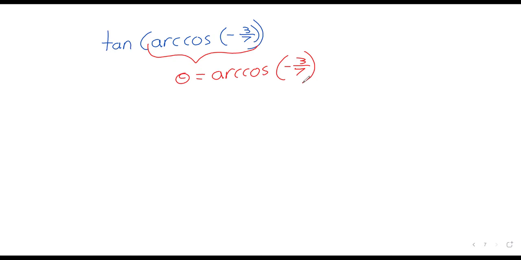What should I do now? Just following the pattern from the previous problem. Cosine theta, you're gonna make it equivalent to the cosine of the arc cosine. Yes. Negative 3/7. Exactly correct. Thank you.